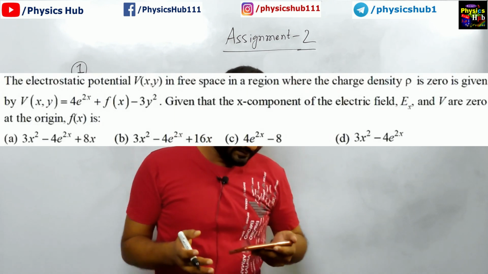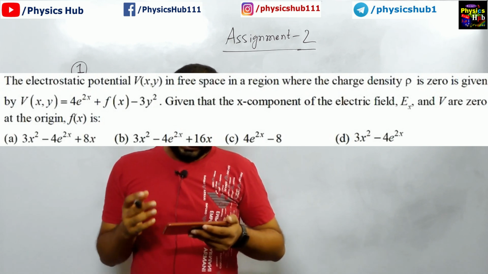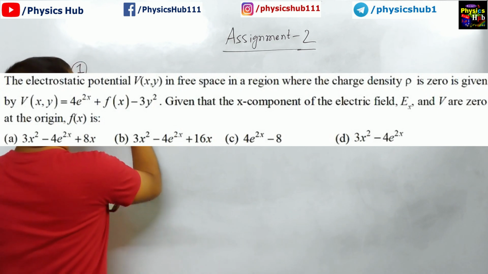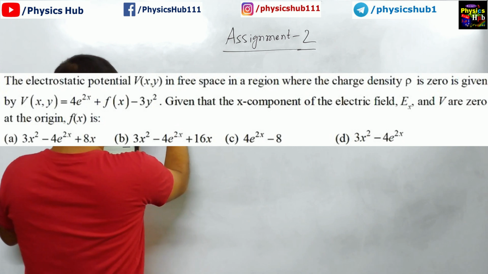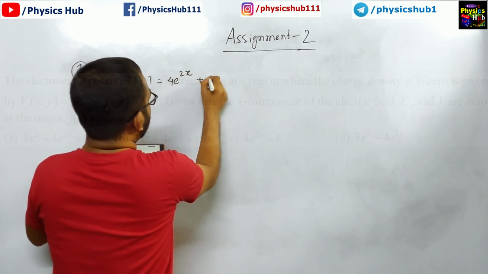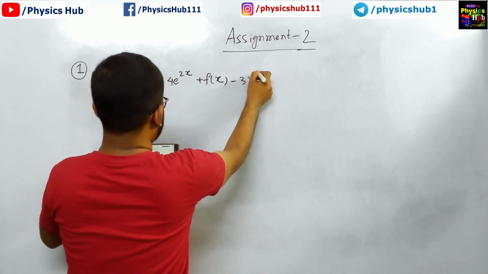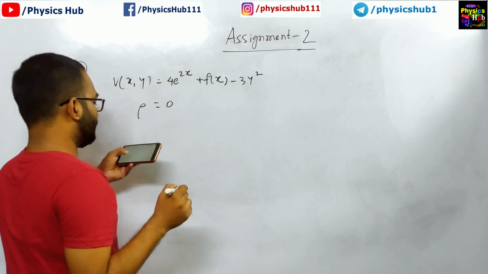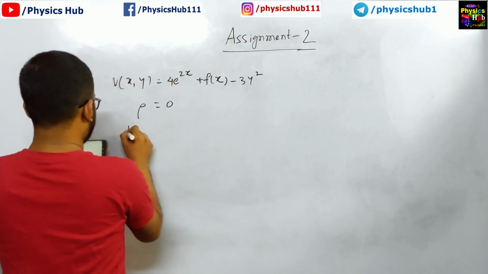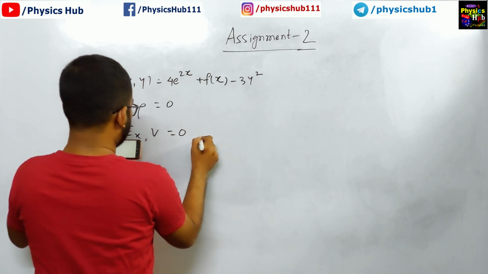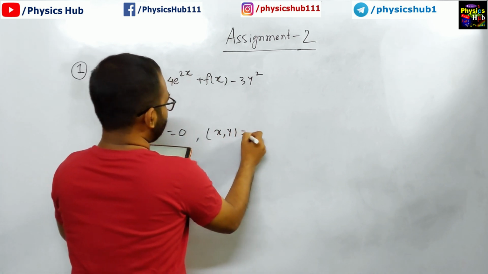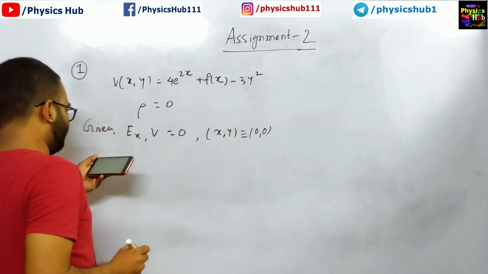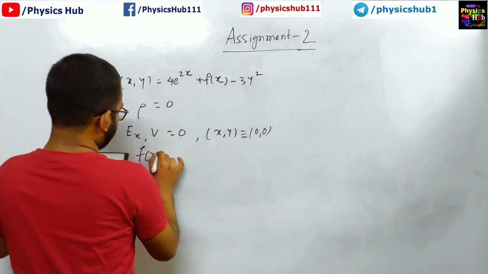The problem reads like this: the electrostatic potential V of x, y in free space, in a region where the charge density rho is 0, is given by V of x, y equals e to the power 2x plus f of x minus 3y square. It is a charge-free region, meaning rho is equal to 0. Given that the x component of the electric field Ex and V are 0 at the origin, meaning at x, y equals 0, 0. So what is the value of f of x? That's what you have to find out.